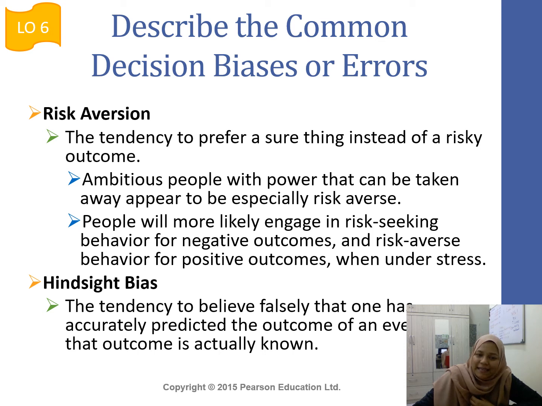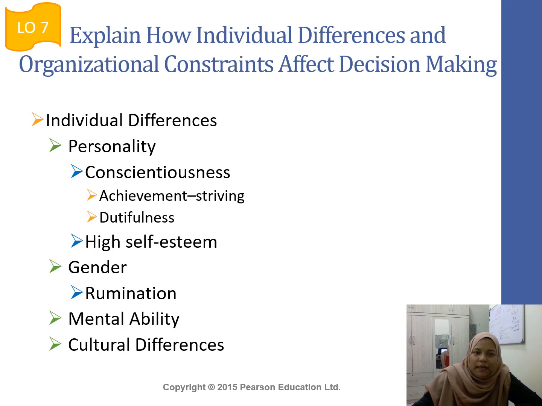Hindsight bias is a belief, falsely, that one has accurately predicted the outcome of an event after the outcome is actually known. It means that we're actually not accepting the truth. We already know the truth, but we're not accepting it, and we tend to believe that it will happen, vice versa.